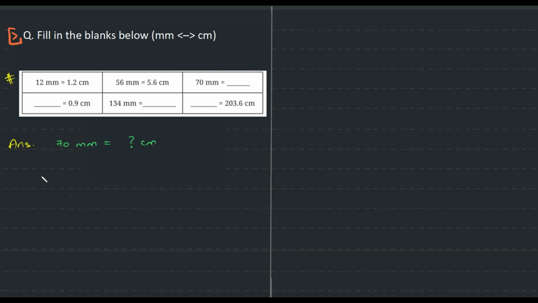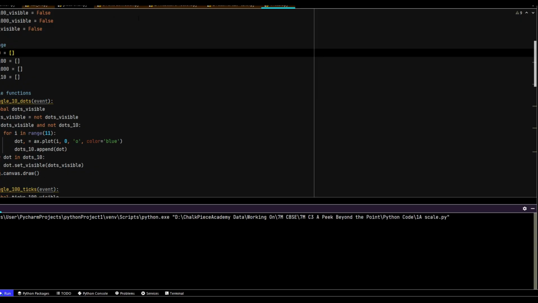So I'll go with step by step. So first thing is, are we moving from bigger to smaller or smaller to bigger? Yes, we are moving from smaller to bigger because a millimeter is smaller than a centimeter. Let me show this actually.